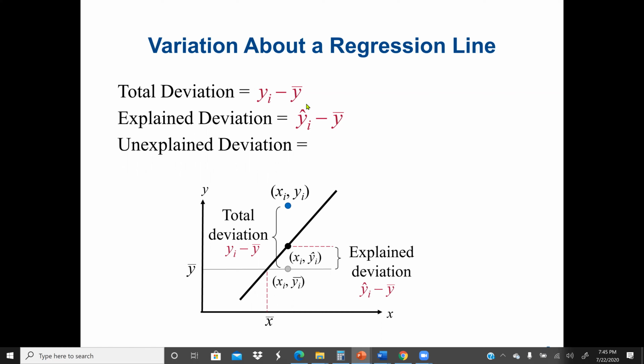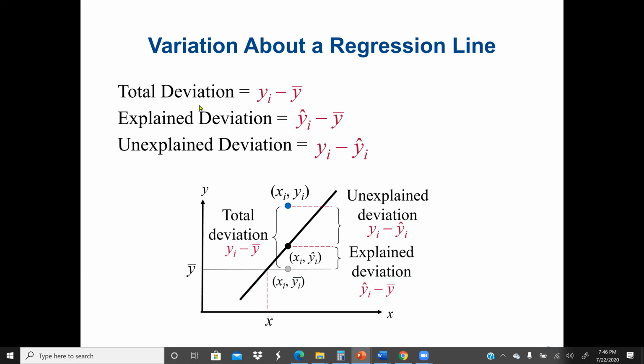So Y caret is the predicted value. Now, to find the unexplained deviation, we are going to find the difference between the actual Y value and the predicted Y value. So we can see that unexplained deviation is almost the same as finding the error or the residual. The residual will be the difference of the actual Y value and the predicted value.